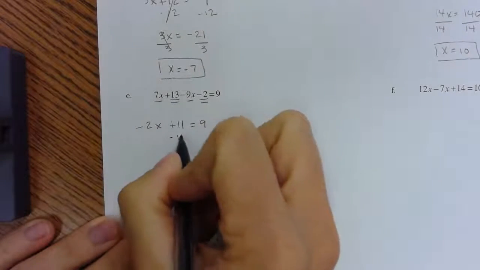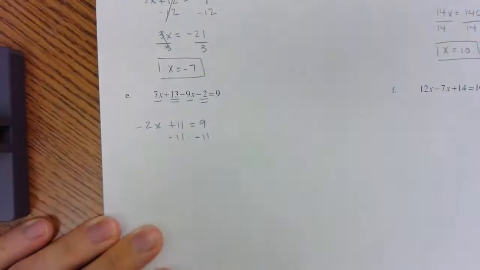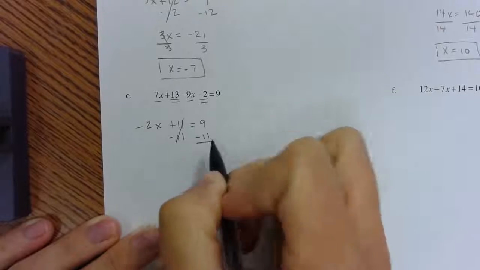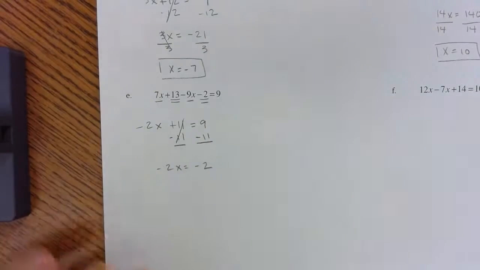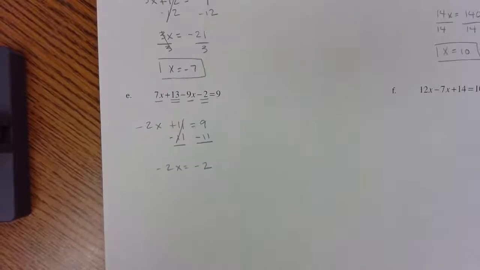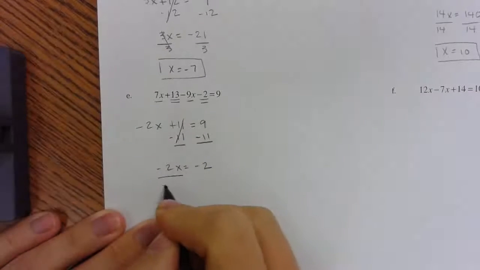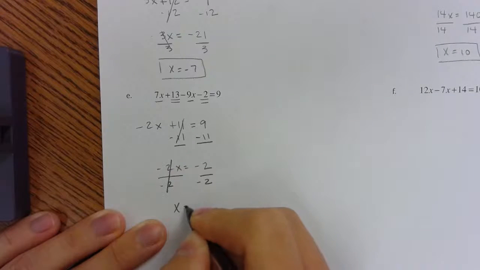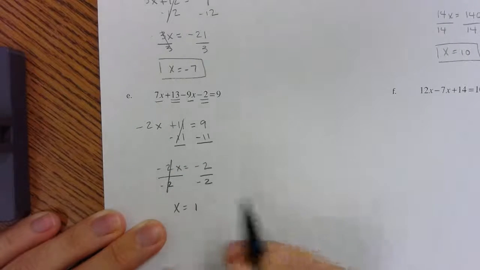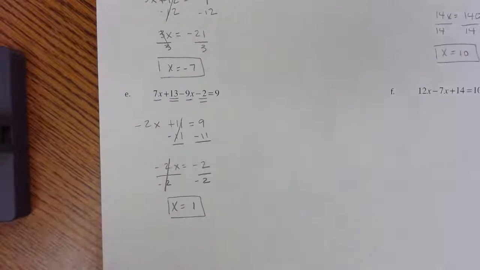Okay, so let's get x on one side, everything else on the other. So we'll go ahead and subtract 11. Nine minus 11 is negative 2. And then here, we want to get x all by itself. So we're going to divide by negative 2. Negative 2 divided by negative 2 is just 1.